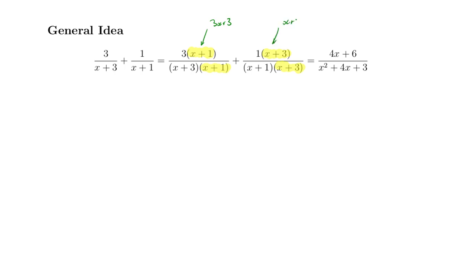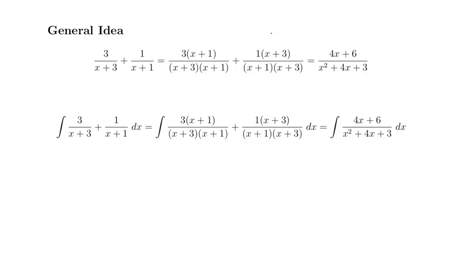This numerator is really x plus 3. You can see that when you add this together, 4x plus 6 over x squared plus 4x plus 3, that's what we get when we multiply everything in this denominator. No big deal. We know how to add fractions. This isn't that interesting. But what is interesting is that, in general, if we set this up with integration, then what we'll notice is that the far right side, this integral of 4x plus 6 over x squared plus 4x plus 3, is harder to integrate than the left side.